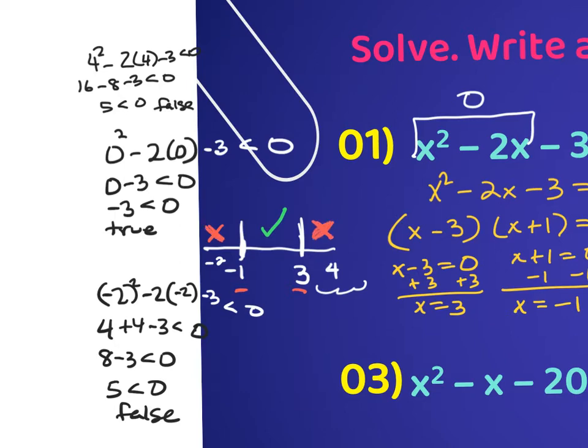So again, you don't need to do all three. Pick a number from one of the sections. If it's true, you put a green check or just put a check mark. If it's false, you put an X, but then repeat the pattern. X check, X check.